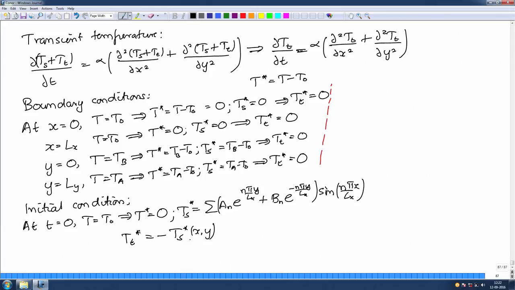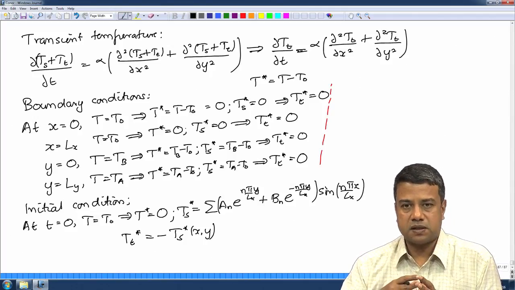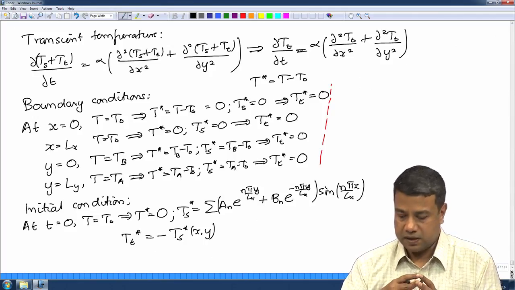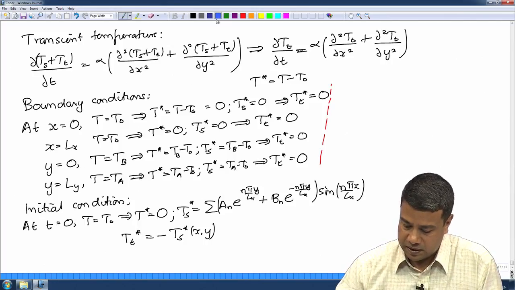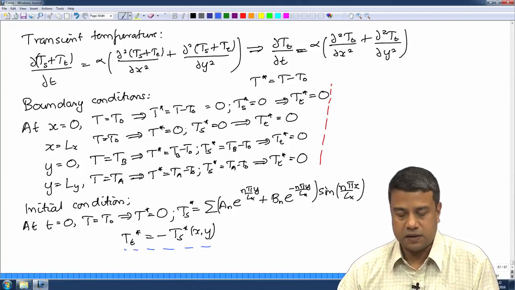So, for this transient problem, once I have expressed the temperature in terms of a steady part plus the transient part, for the transient part the boundary conditions are homogeneous boundary conditions on all 4 spatial boundaries. The only inhomogeneity is at initial time.